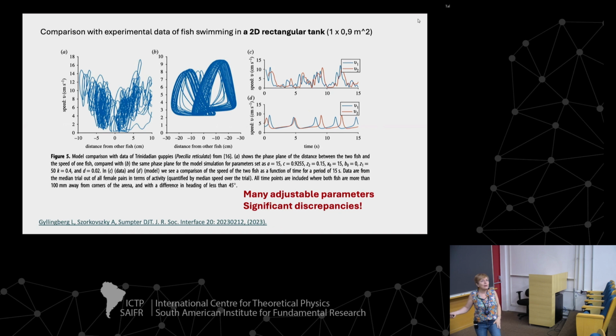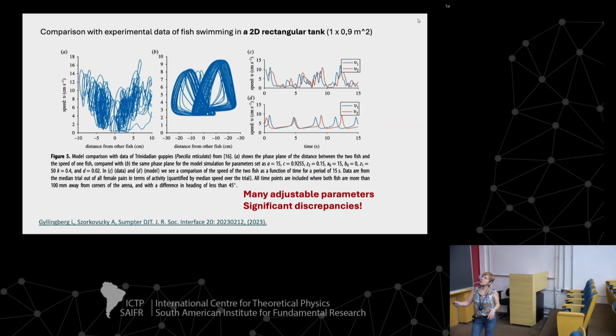This is what there is, and they published this paper. The comparison here is the speed with respect to the relative distance between the fish, one being the center of reference. And this is the model, much more regular because it's the deterministic model, although it's chaotic. But compared to what happens in fish, it seems that the noise is still necessary, right? Because it looks similar, but it is not quite the same. And the velocity of the experiments and the velocity in the model for the same parameters.